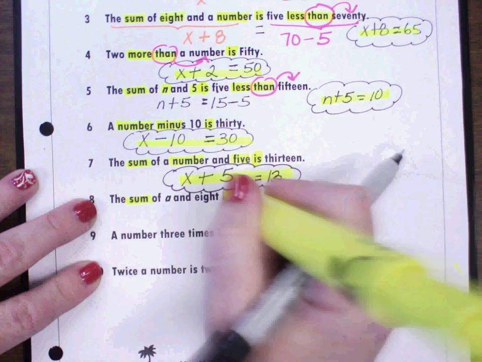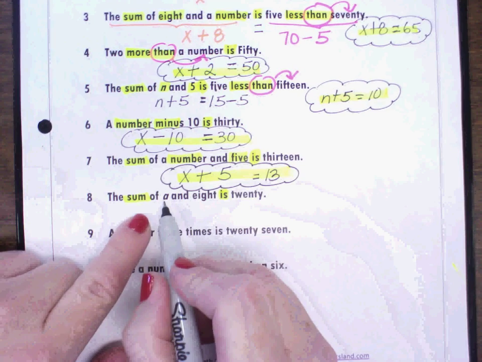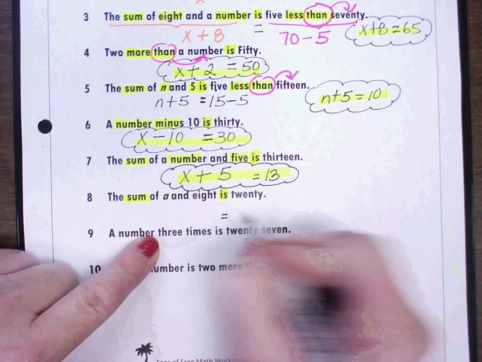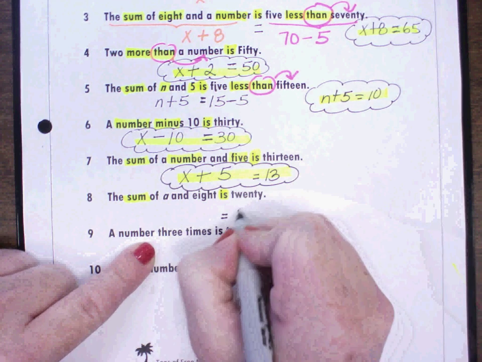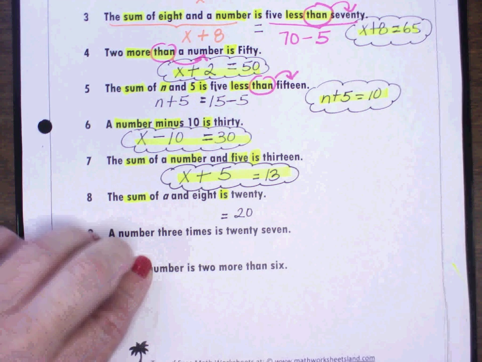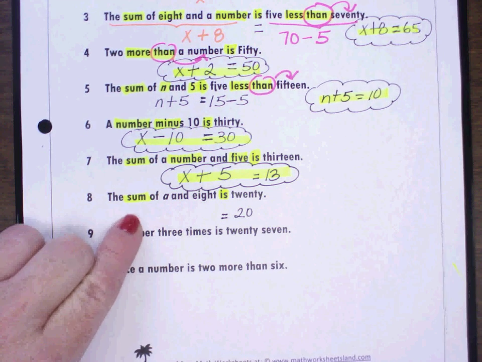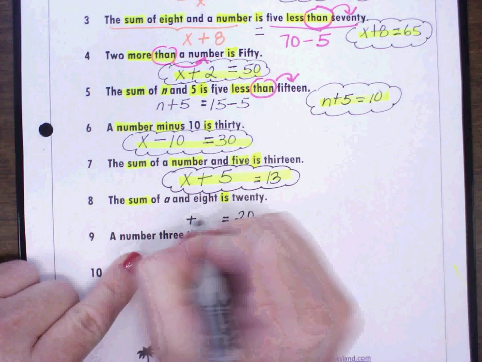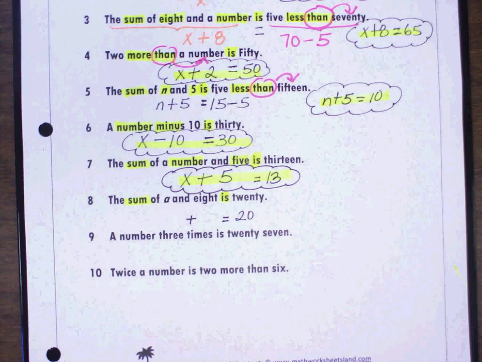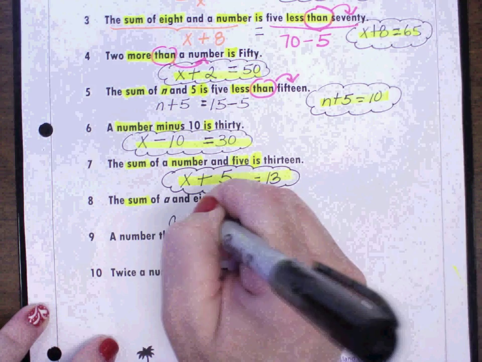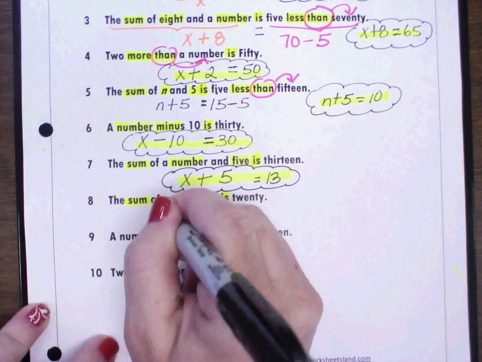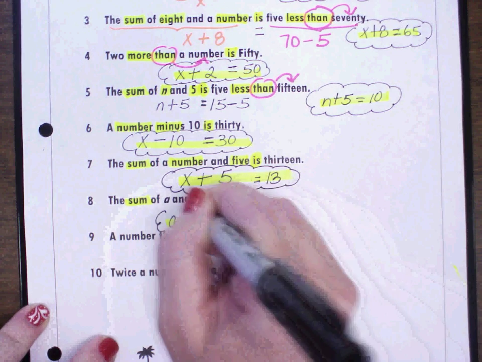All right, what should I highlight on the next one? Sum and is, right? Okay, so this is my equal sign. How much is it equal to? 20. Yes? All right, if it's a sum, I gotta have an addition. And what two things am I adding? A and 8. So A plus 8 equals 20. There you go.